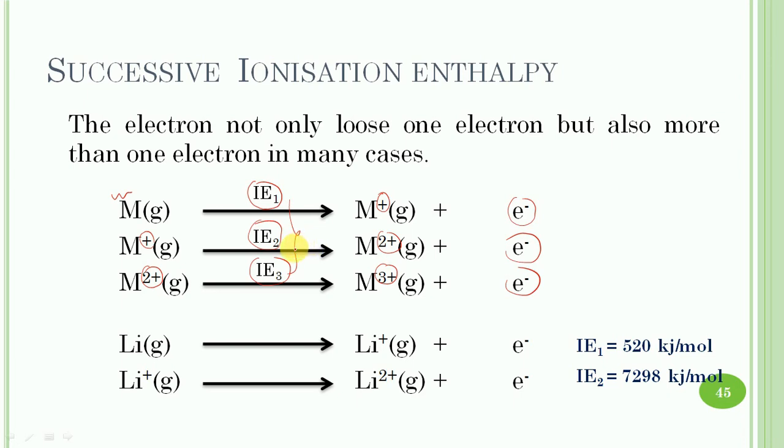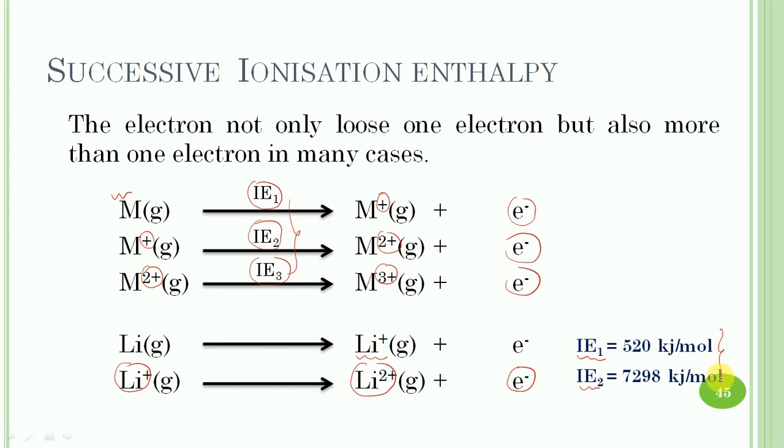So let us see the example of lithium. In case of lithium, the removal of the first electron leads to the formation of a lithium plus ion from the gaseous lithium atom, and the first ionization energy is equal to 520 kilojoule per mole. Then the removal of the second electron from lithium plus leads to the formation of a lithium 2 plus ion. The second ionization enthalpy is equal to 7298 kilojoule per mole.